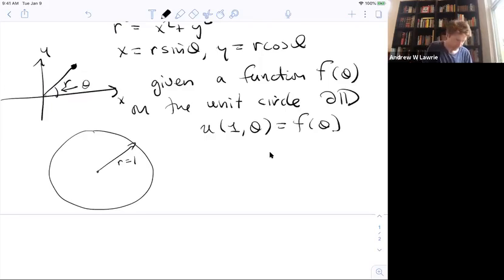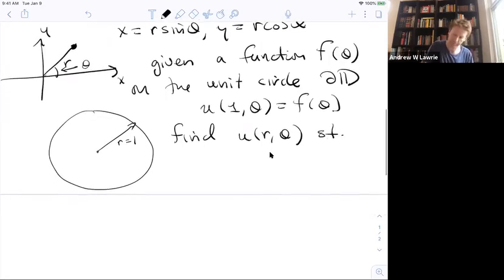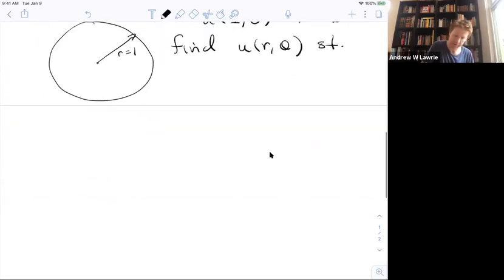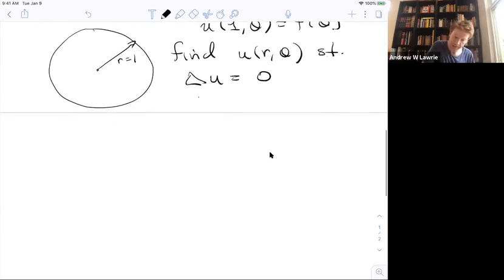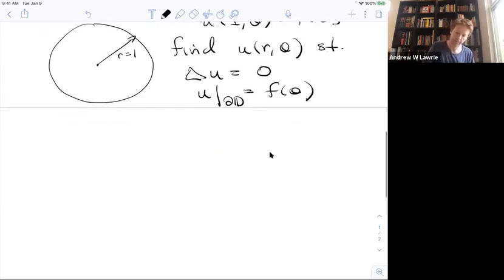Given f, we're going to find a function u of r, theta such that the Laplacian of u is equal to 0, and u restricted to the boundary of the disk is equal to f of theta. Okay, so this is the PDE we're trying to solve. This is called the Dirichlet problem. We'll call this DP.